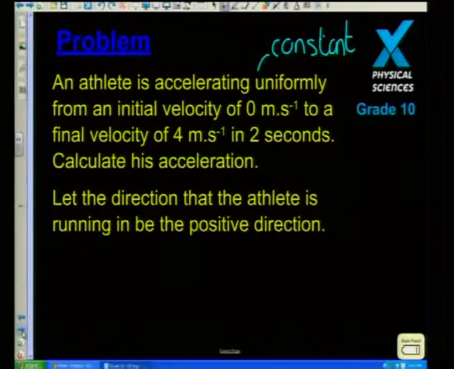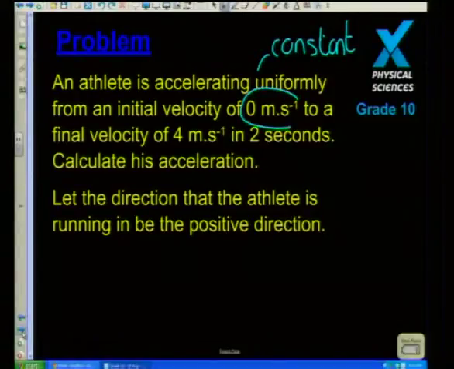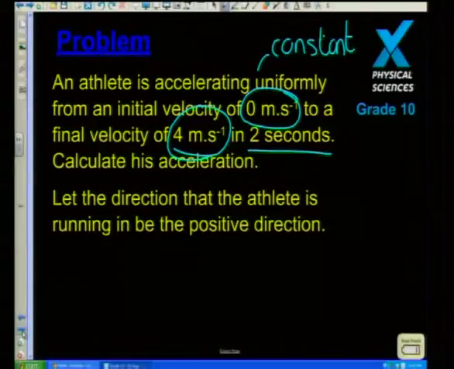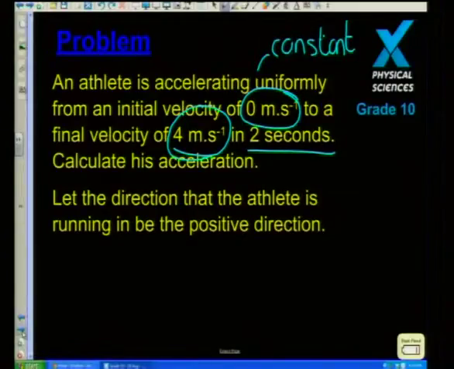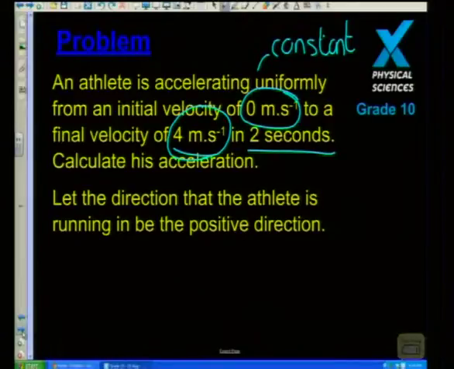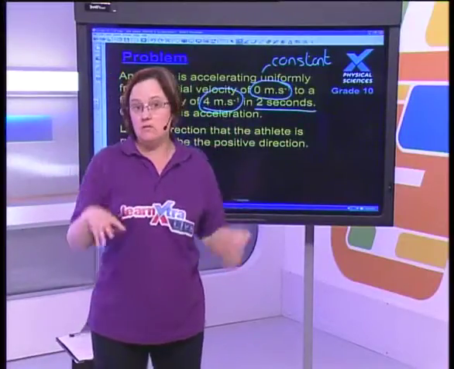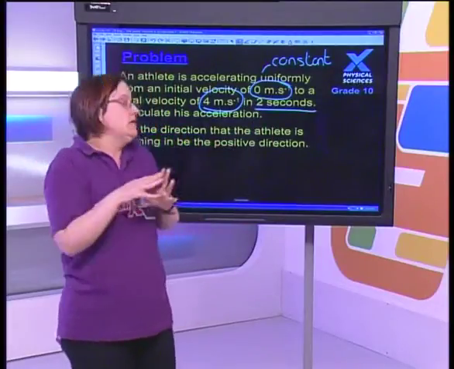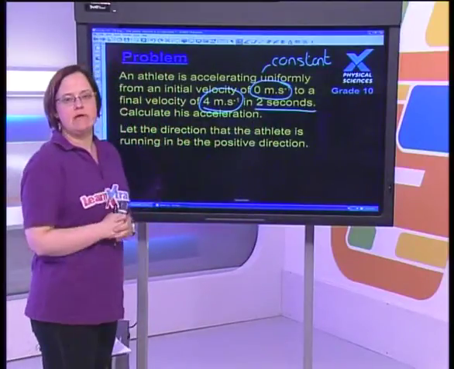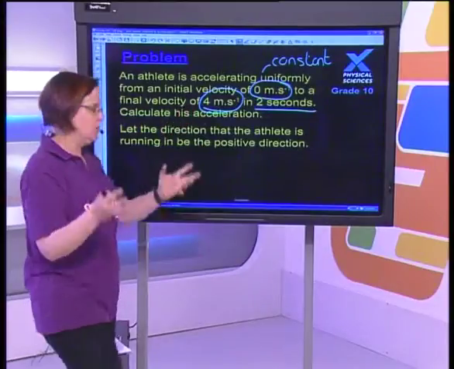Constant. From an initial velocity of 0 to a final velocity of 4 in 2 seconds. Calculate his acceleration. And then they say to you, let the direction that the athlete is running in be the positive direction. Why did we tell you this? Because I haven't said to you that he's running left, or right. So what we mean is he's running in the positive direction. Forward, hopefully.